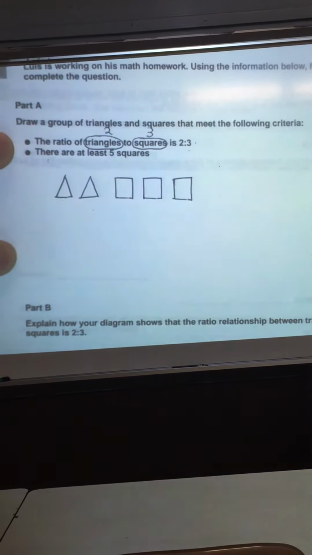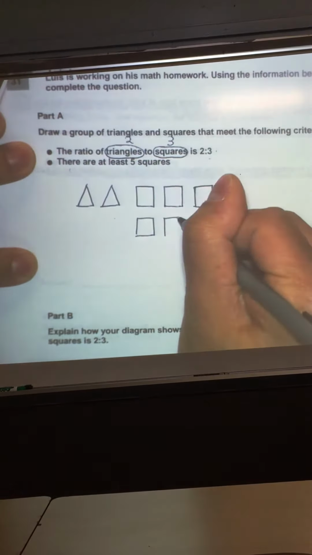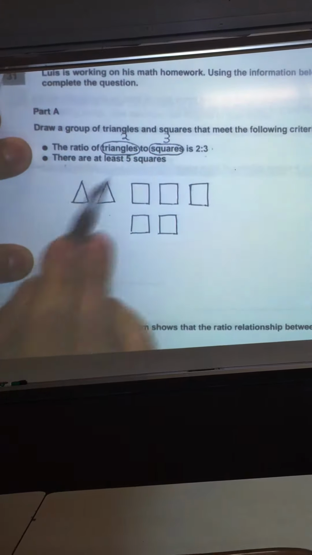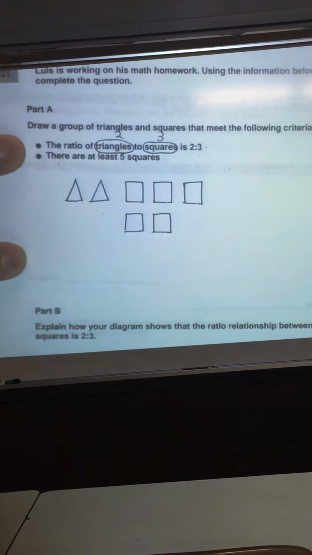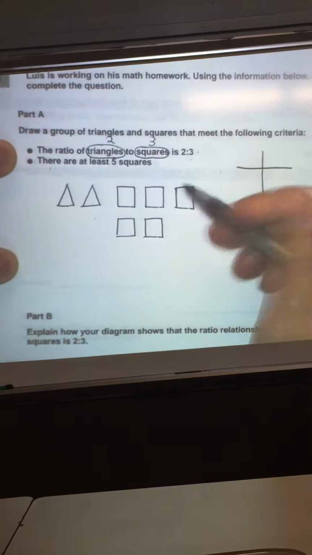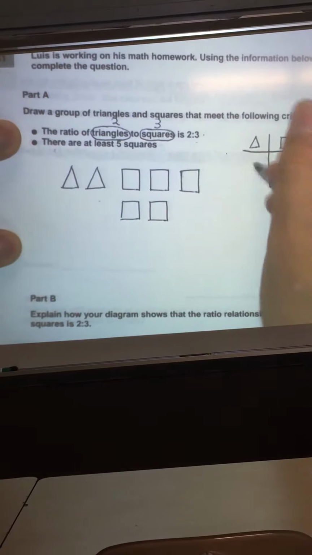And the problem right now is if you're like, oh, let me just draw 2 more squares, now I got 5. But now, if you do that, you don't have a ratio of 2 to 3 anymore. So what you need to do is think about how to get both of these criteria to be true. If you put triangles here and squares here, you want it to be 2 to 3.